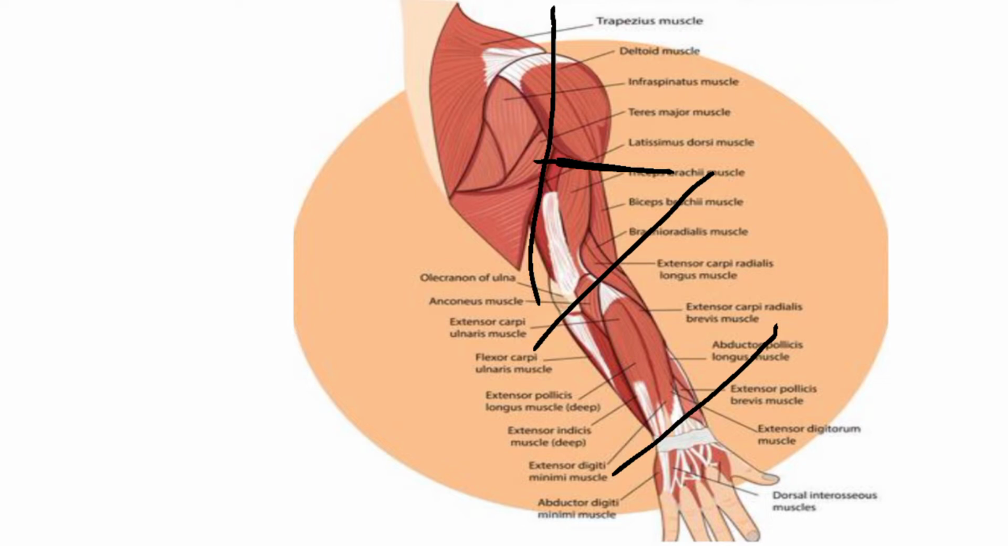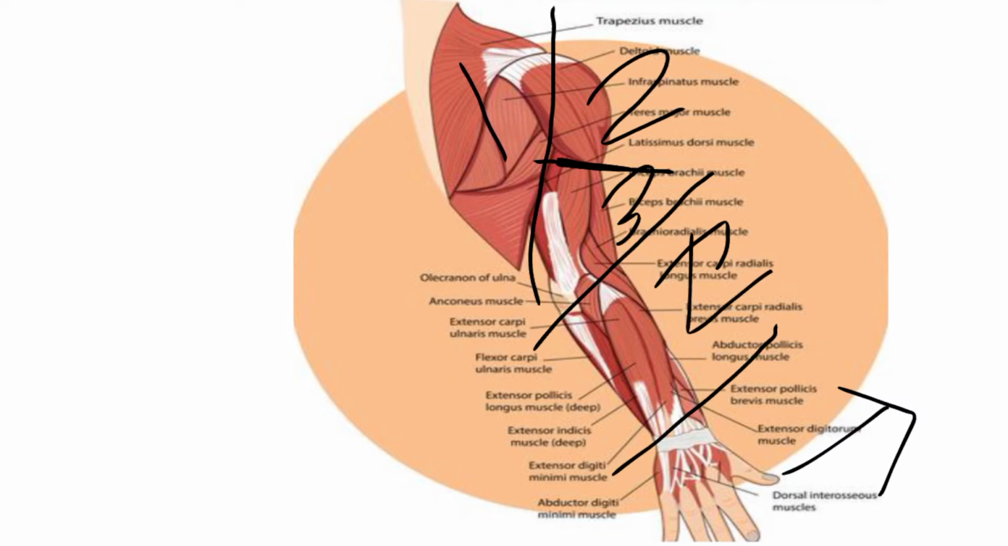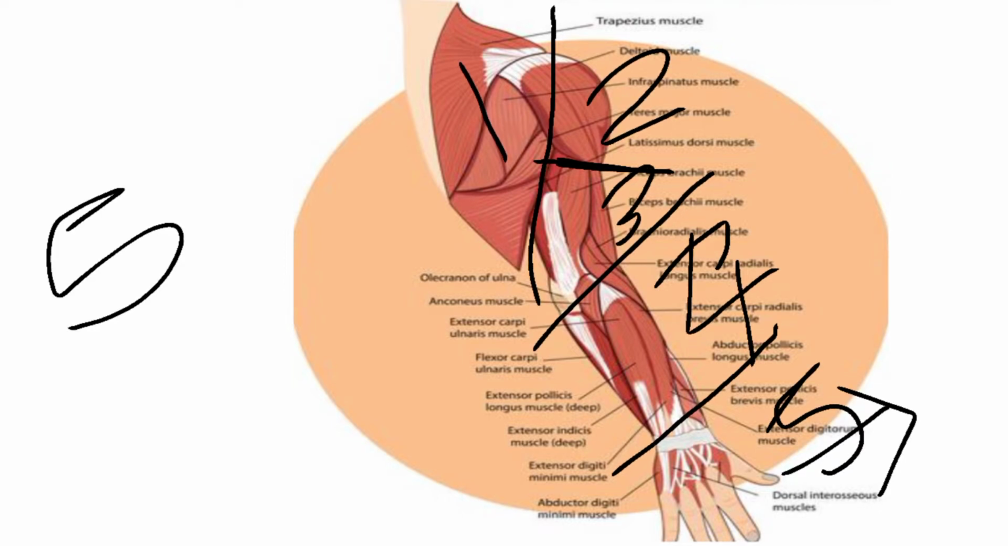And the last region we have is the hand region, which is here. In the hand region, you know the muscles we have there, all the pollicis muscles, the lumbricals, the interossei, the thenar muscles, and the hypothenar muscles. So we have 5 regions in the upper limb: the scapular region, the shoulder region, the arm region, the forearm region, and the hand region.